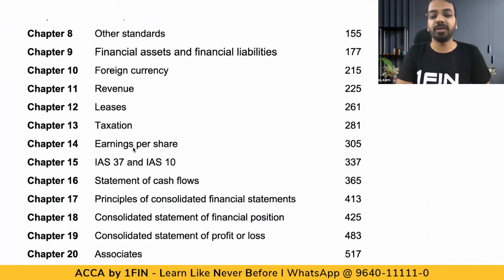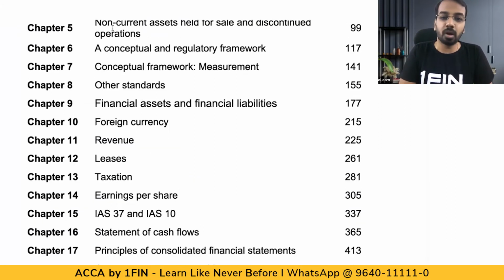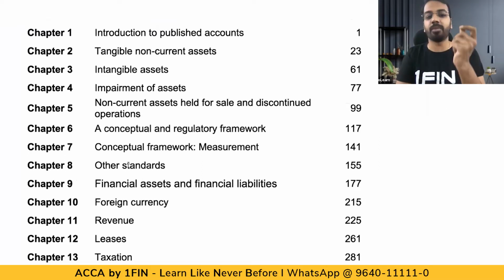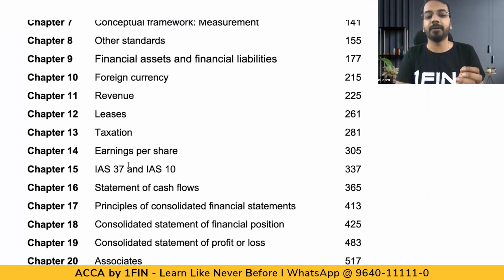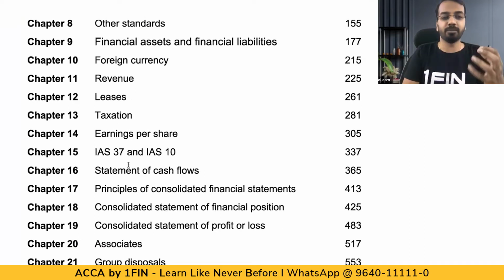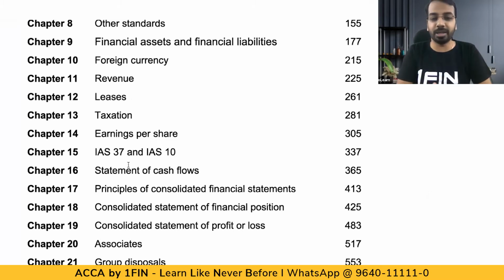Then we have IAS 37 and IAS 10. All these also have their respective IAS number or IFRS number. As we go through it, we'll understand which number is that. IAS 37 talks about provisions, contingencies, and all of that. Basically, when do you create a liability? Then IAS 10 talks about events occurring after the balance sheet date and all of that.